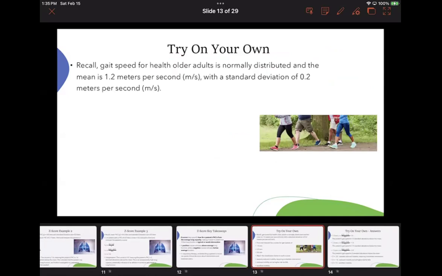Okay, so let's try this one. If you like, you can pause the video and try this on your own or just follow along with me. We're going to change the variable from forced vital capacity to gait speed, and we did an example with gait speed at the last lecture. The gait speed for healthy older adults is normally distributed. So we're told that we're dealing with the normal distribution, and the mean is 1.2 meters per second. The standard deviation is 0.2 meters per second. So we have to be provided with those two pieces of information to do the z-score formula.